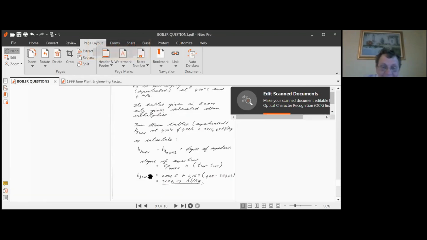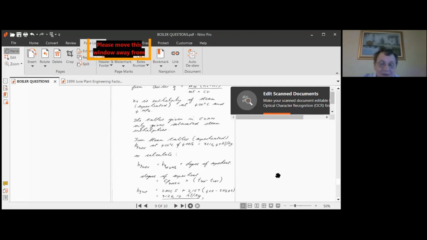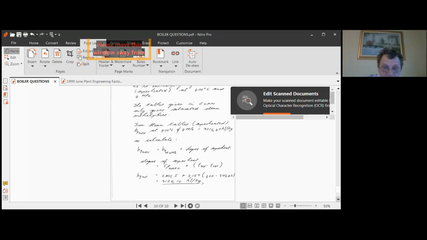So then the H superheat I can calculate by doing this calculation. And you need to understand this. You need to write this down on your list of formulas. Otherwise, you will not be able to do this. And that gives you 3124.14 kilojoules per kilogram. And that's very close to that value there, which I read off a steam table just to make sure that we're on the right track.